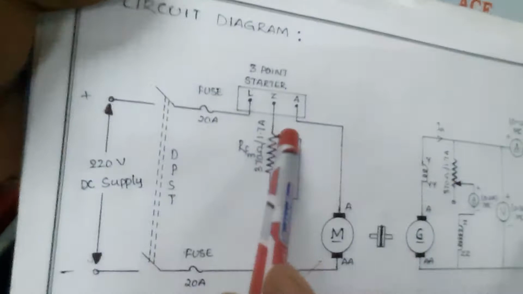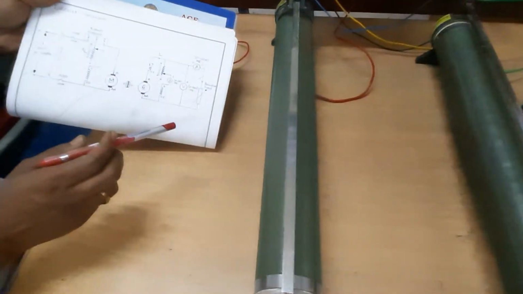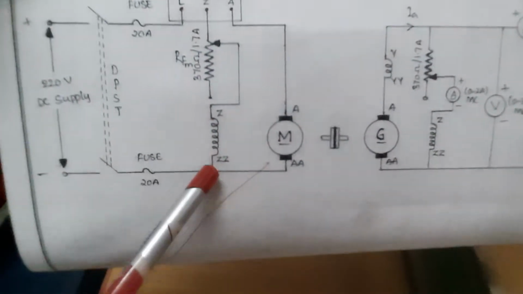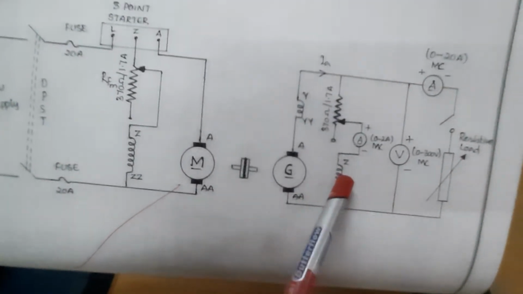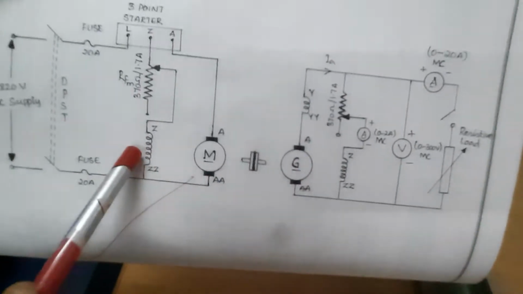Now this is the rheostat, and this rheostat is this one. Next, this Z and ZZ is the field winding of the motor. Similarly, we have another ZZ. The difference between them is that this one is the field winding of the generator, and this one is the field winding of the motor.